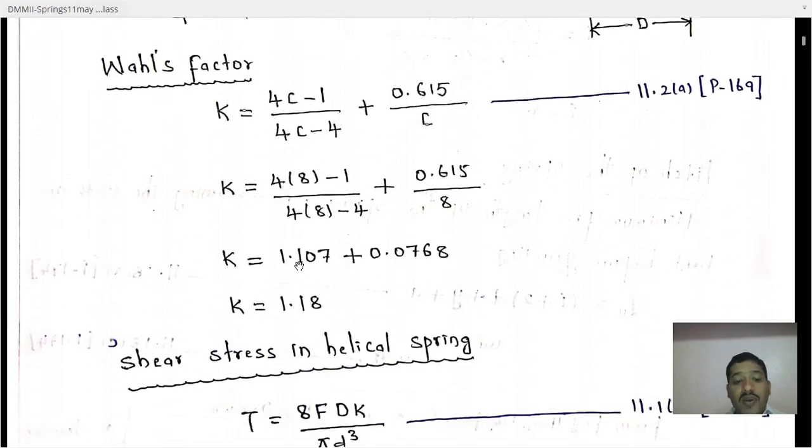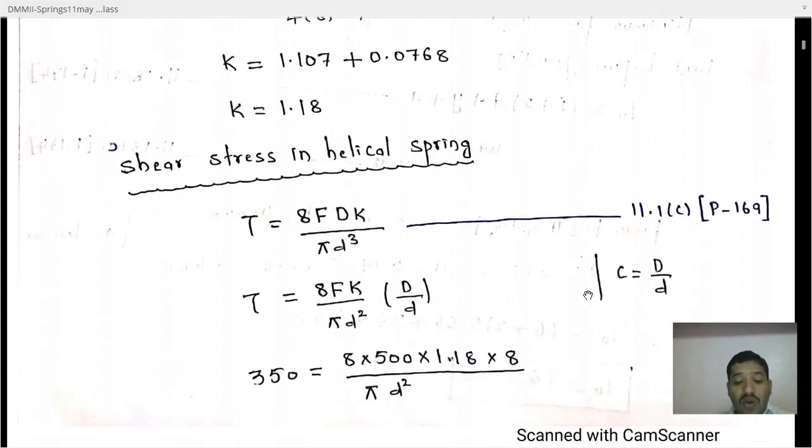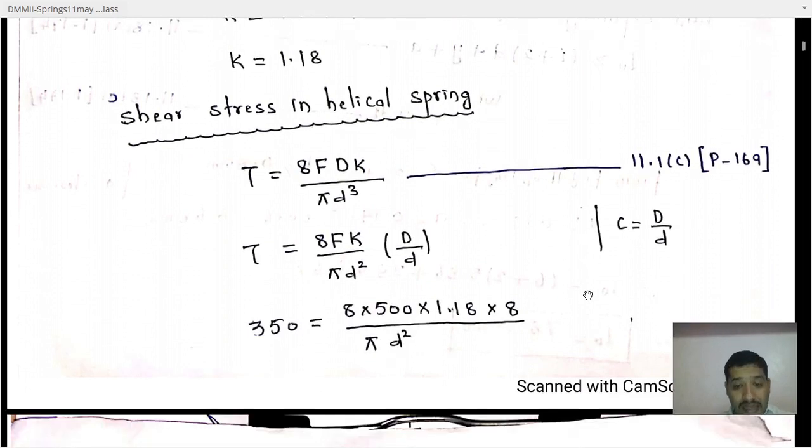If you add 1.107 plus 0.0768, you will get the Wahl's factor K equal to 1.18. After getting the K value, we need to find the value of D. Then you have to refer to the shear stress in the helical spring, because in this equation we are assuming the shear stress value, so you have to refer to the formula of shear stress in the helical spring.